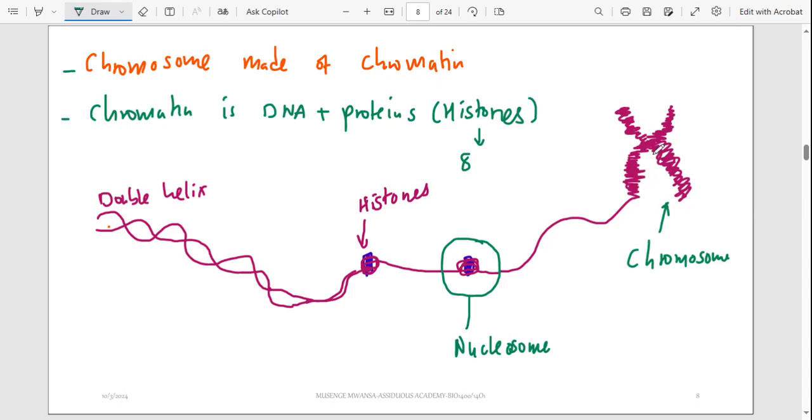And this chromosome that we are seeing here is basically made up of, just this structure, a histone and DNA combined, that's a chromatin. Chromatin. Please, not chromatid, but chromatin. Okay. So that is important to know.